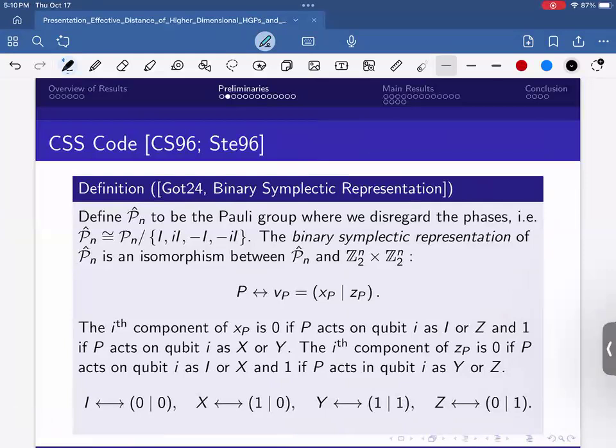If that's good, then I want to talk a bit about CSS codes, because CSS codes are the ones that Hastings' techniques work on. So this is pretty much the code that we'll be working with.